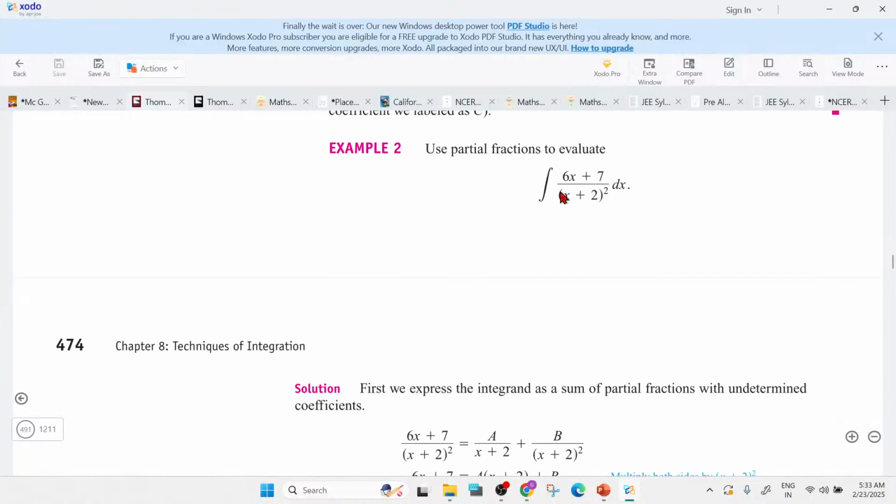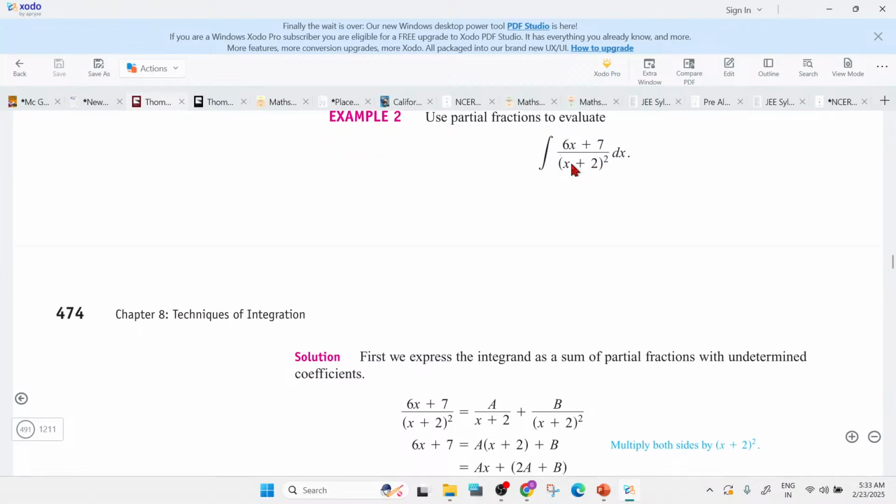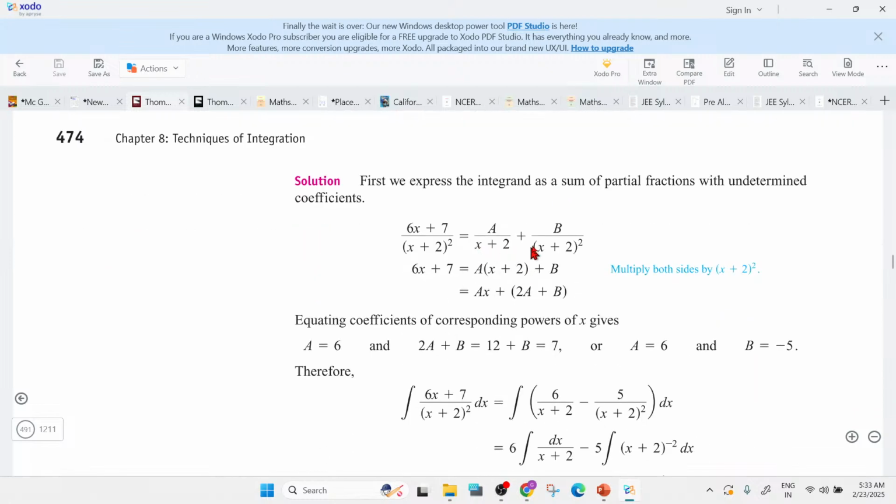Now look here. Here, a linear factor is repeating twice. So we will write this as a by x plus 2 plus b by x plus 2 whole square. Here a into x plus 2, and b into 1, because the LCM is x plus 2 whole square only.